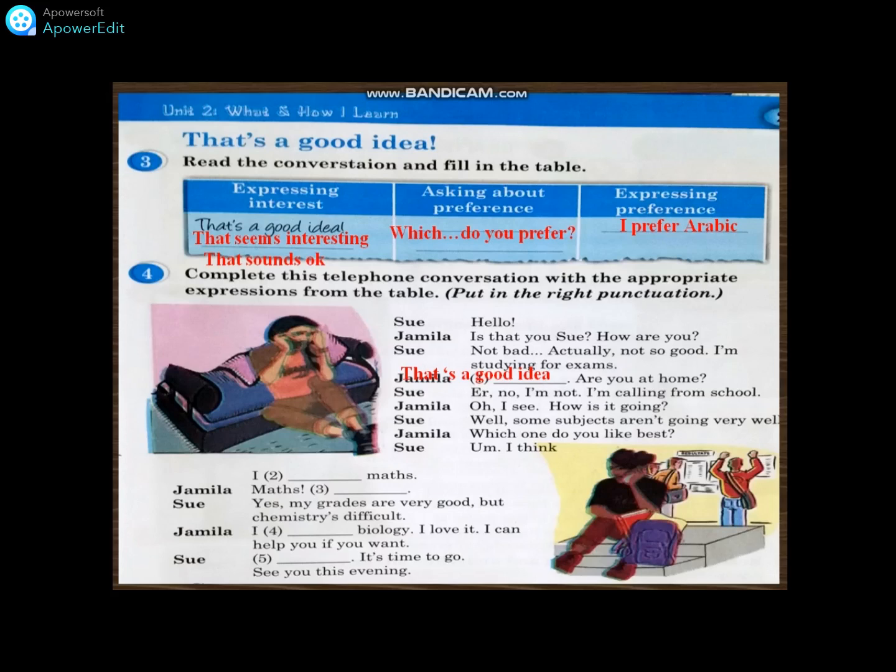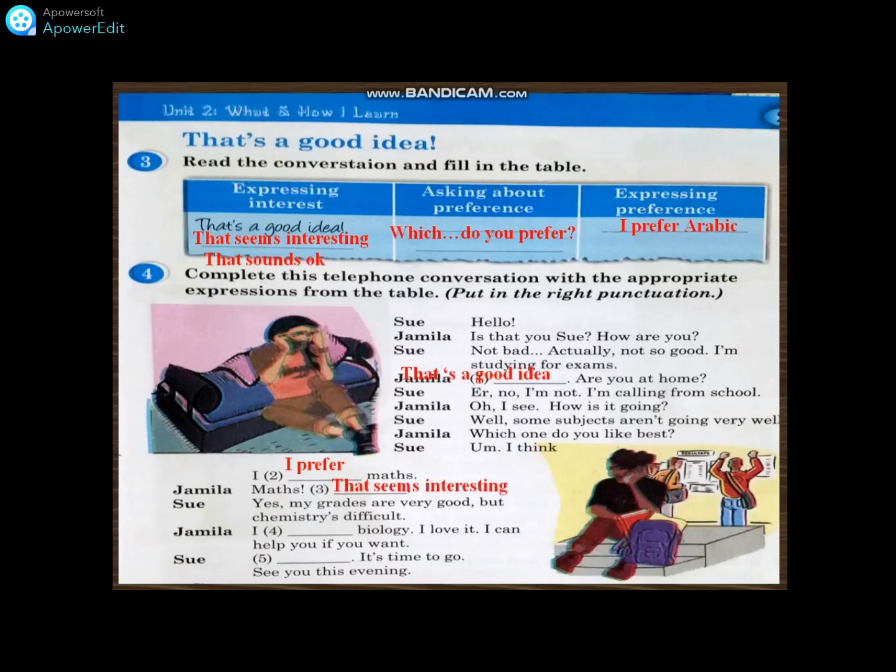How is it going? Well, some subjects aren't going very well. Which one do you like best? I think maths. So, what expression are you going to use in number 2? Yes, I prefer maths. Very good. Maths. Number 3. Maths. That seems interesting.